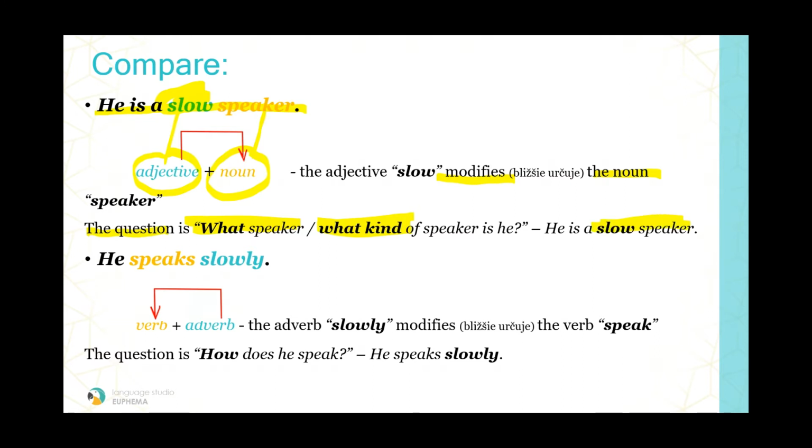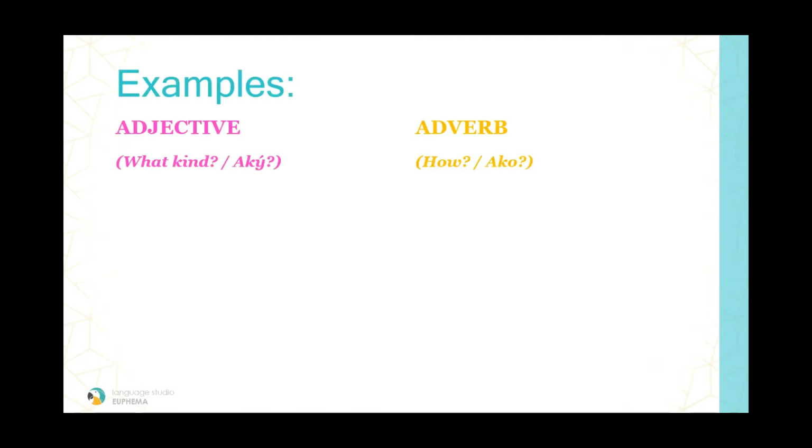Whereas here in the second sentence, he speaks slowly. We have a verb, which is speaks, and an adverb, which is slowly. The adverb slowly modifies the verb speak. And again, the question we have to ask is, how does he speak? How? He speaks slowly.